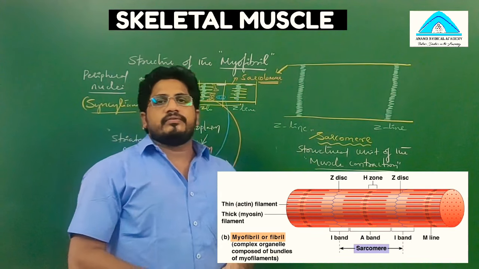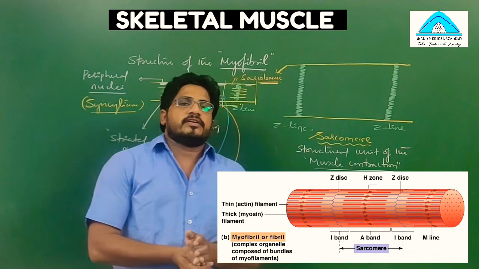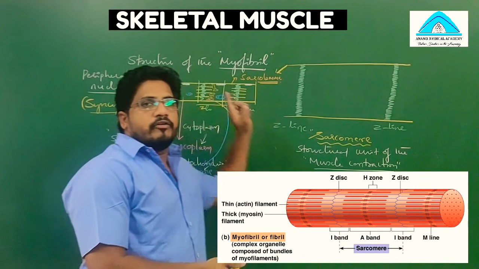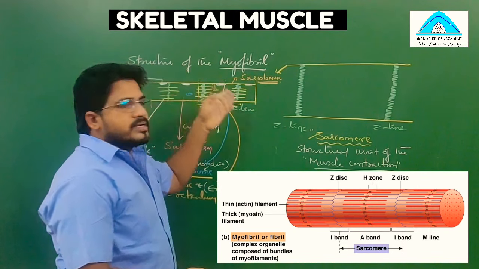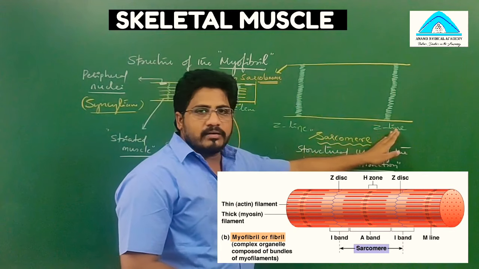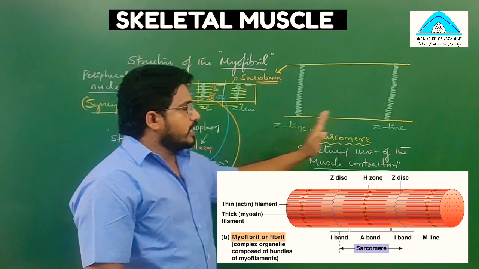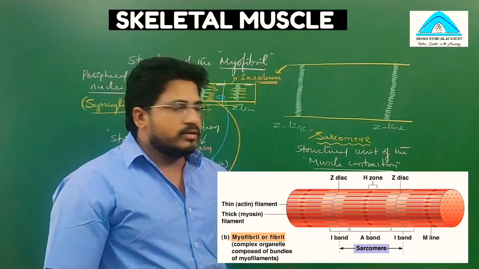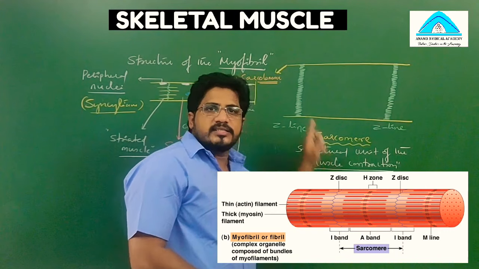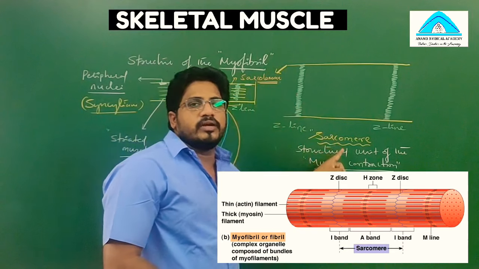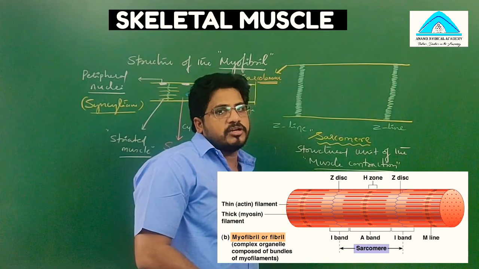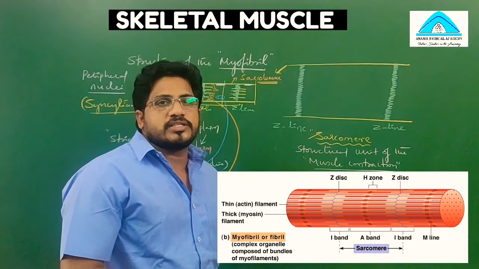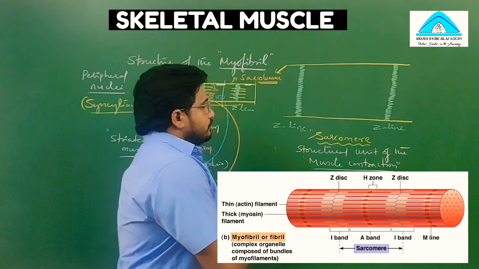What is the structural or functional unit of muscle? That means myofibril. In myofibril many segments are there. If you observe one segment, that means the space between two Z lines is called sarcomere. Sarcomere is a functional unit of muscle contraction. That is a structural and functional unit, but this is only the functional or structural unit of muscle contraction.